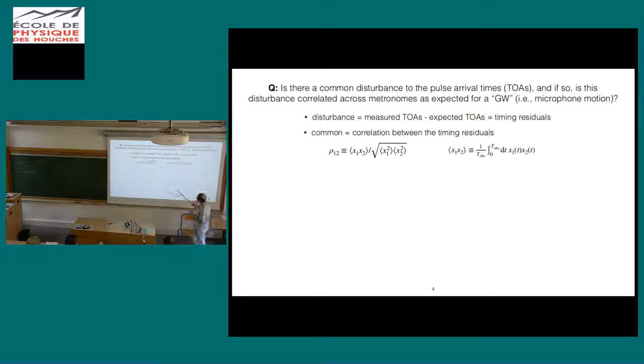And the way that I'll determine the correlation is basically calculate this coherence here. So x1 and x2 represent 2 timing residuals. I'm going to form a correlation, which is really nothing more than a time average product of the 2 timing residuals, and then divide here. So this is a normalization that puts this between -1 and 1.